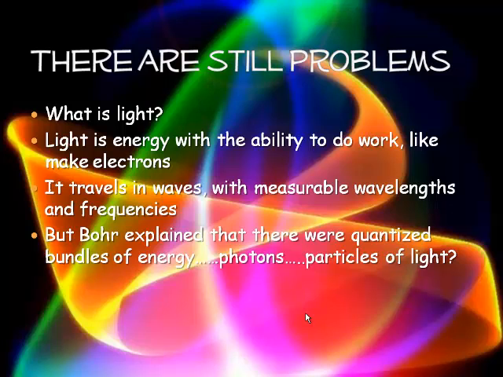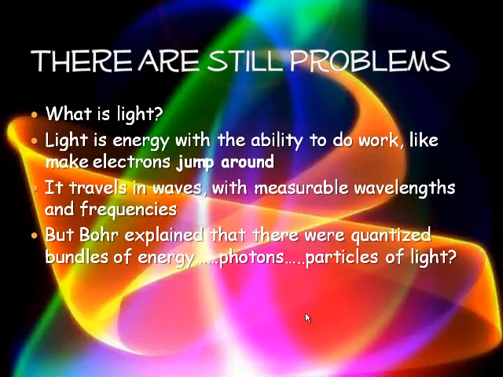Well, there are still problems. Well, we don't know what light really is. Well, light is energy. And energy is defined as the ability to do work, like make electrons jump around. Light travels in waves, just like other forms of energy, and waves have measurable wavelengths and frequencies.